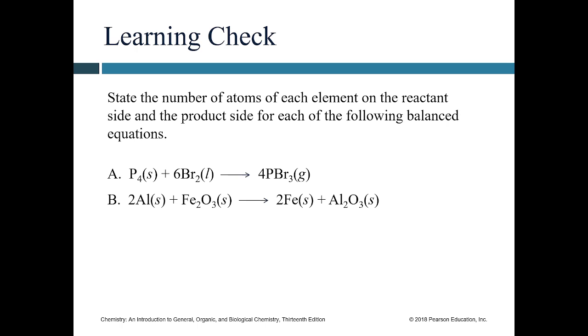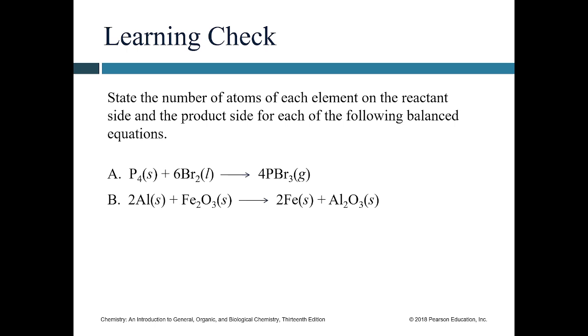All right, so let's go ahead and try another problem here. We'll work it together. State the number of atoms of each element on the reactant side and the product side for each of the following balanced reactions. Now P, how many phosphoruses are there? 4 total. How about Br? There's 6 sets of 2's, so 12. There's 12 Br. Got it. So that's the number on the reactants.